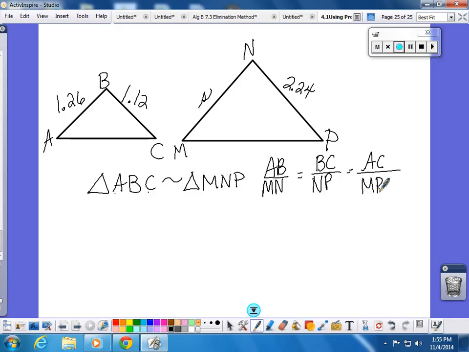Alright, now plug in what you know to find what you don't know. On the MP, where there's nothing on it, there's nothing in its corresponding side either, and so we would not use either one of these. But AB is 1.26, MN is the variable, BC is 1.12, and NP is 2.24.